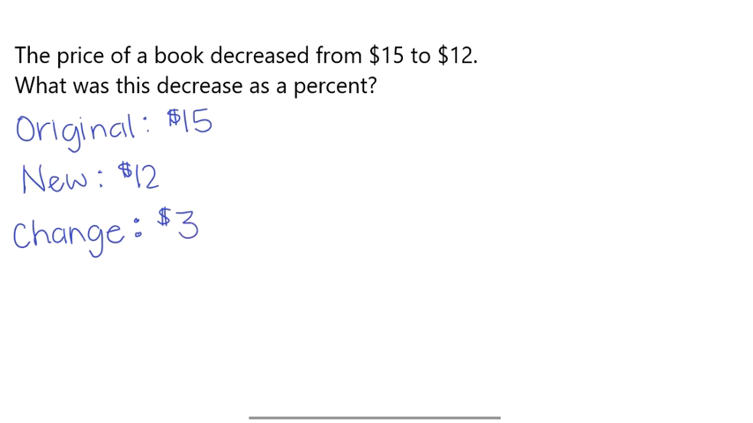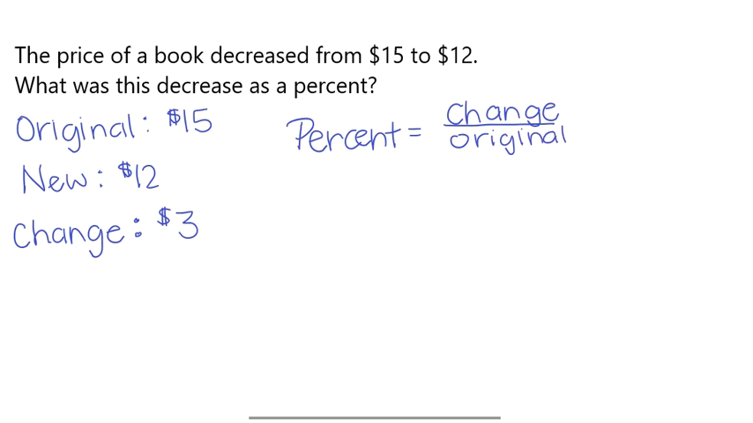So if I want to calculate a percent, the first thing I'm going to do is write a fraction. So my fraction is going to be whatever the change was over the original price. So in this case, that would be 3 over 15. Then, that's not a percent though, that's a fraction.